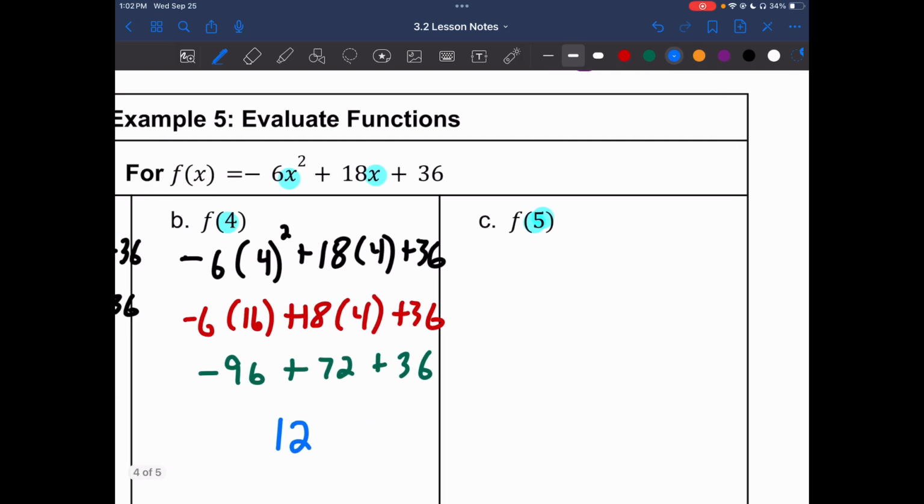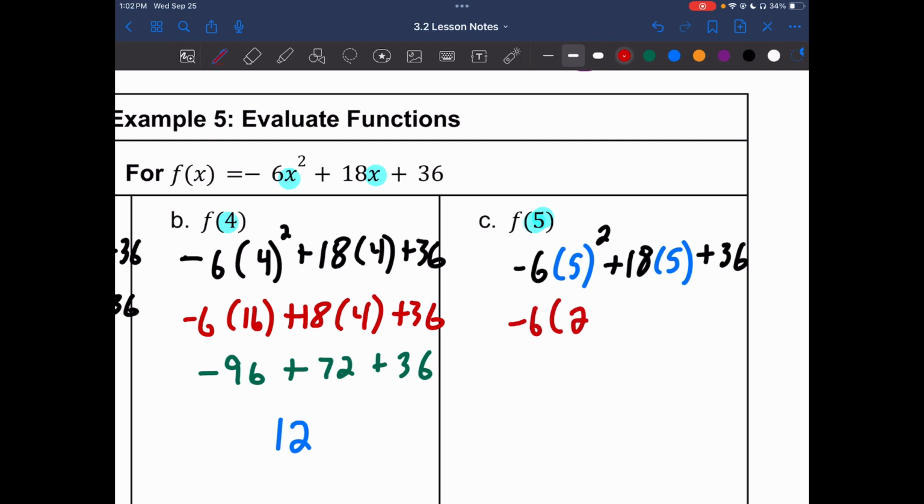Letter C, we have f of 5. So we're going to substitute in 5 in my equation. So we have negative 6 times 5 squared plus 18 times 5 plus 36. So now I go through and I do the math. Negative 6 times 5 squared is 25 plus 18 times 5 plus 36.